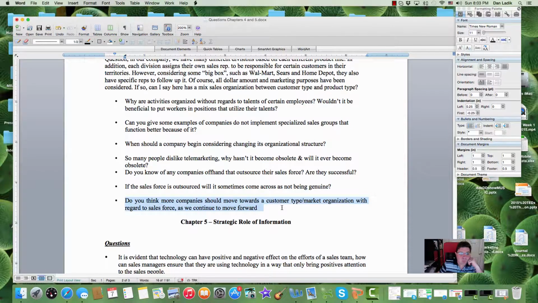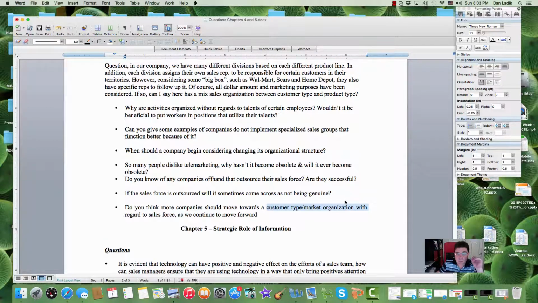Do you think more companies should move towards a customer-type marketing organization with regard to the sales force? Will it continue to move forward? I don't know if they should. I mean, I'm a market-oriented guy. To me, it's the 80-20 rule, CRM. I believe in taking care of our big customers. I like this idea up here about having the big customers and they get the most attention. But then I would still do this within geography just because it's cheaper.